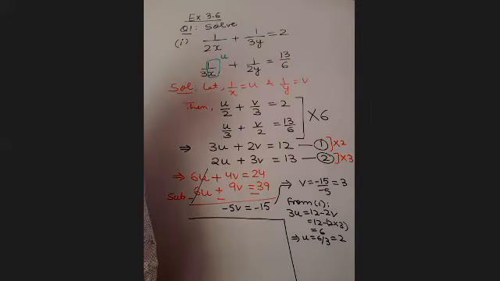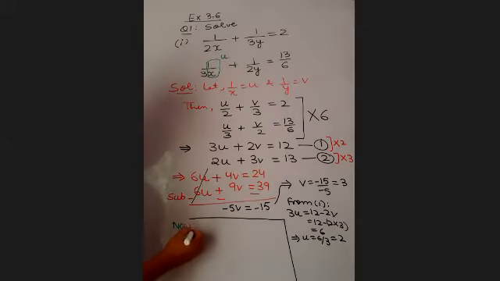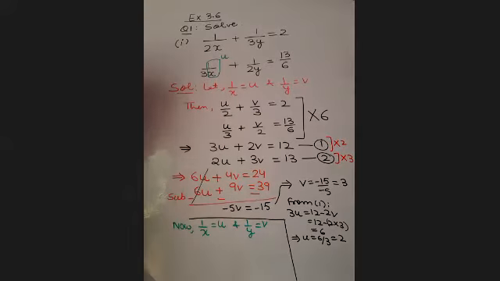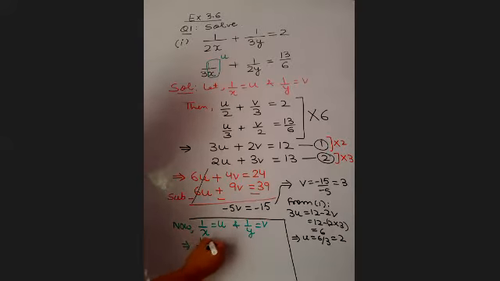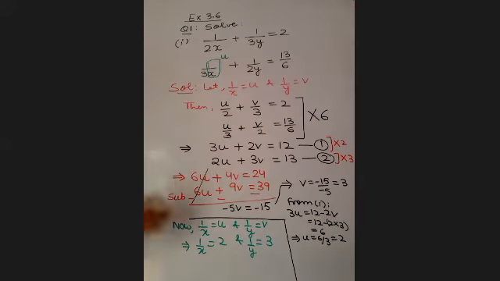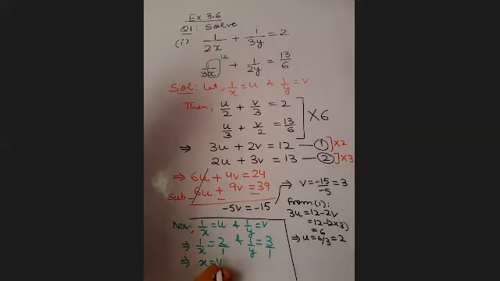But the question is to solve for x and y. So ultimately, we need the values of x and y. So now 1 upon x is equal to u and 1 upon y is equal to v. This means 1 upon x is equal to 2 and 1 upon y is equal to 3. We can reciprocate it. Reciprocating both sides, x is equal to 1 by 2 and y is equal to 1 by 3.